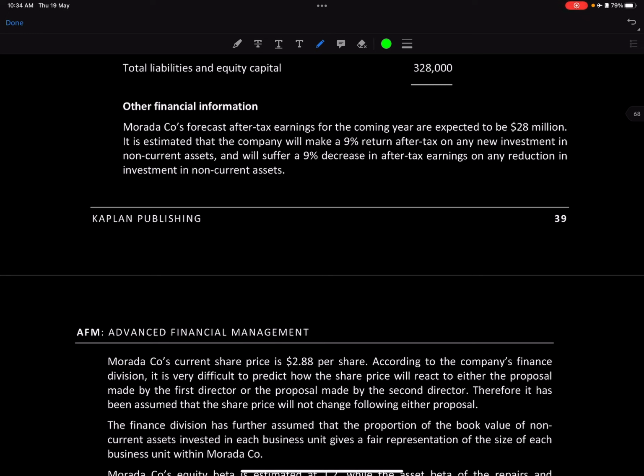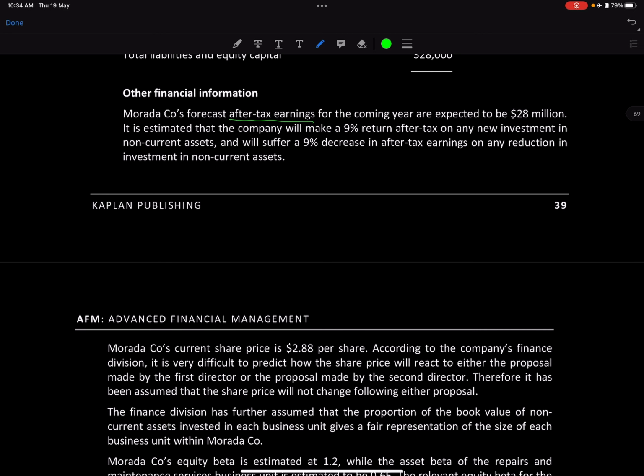So forecast earnings for the coming year are expected to be this much after tax. So it's already deducted for tax, which means everything we need to add or subtract to this figure, we will need to do after tax. It is estimated that the company will make a 9% return after tax on any new investments in non-current assets, and will suffer a 9% decrease after tax on any reduction in investment in non-current assets. So the first director's proposal will decrease this forecasted figure after tax, and the second director's proposal will increase it.